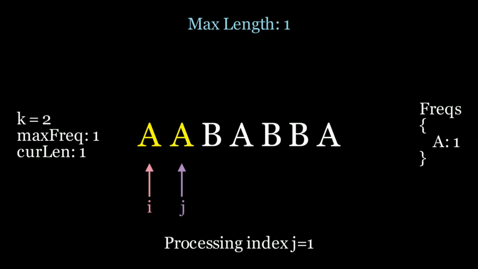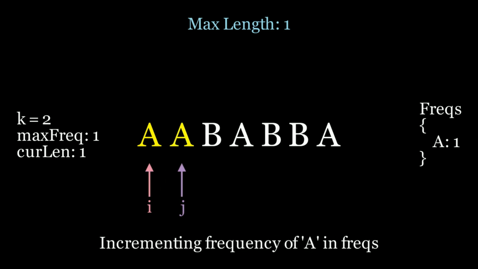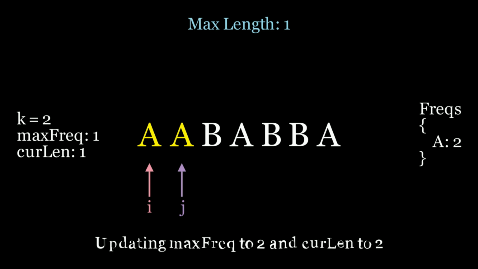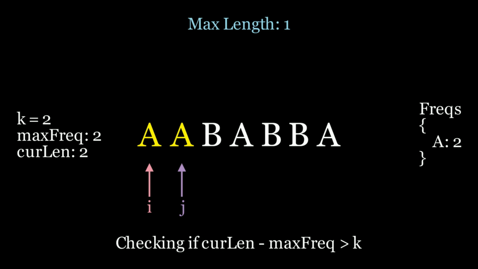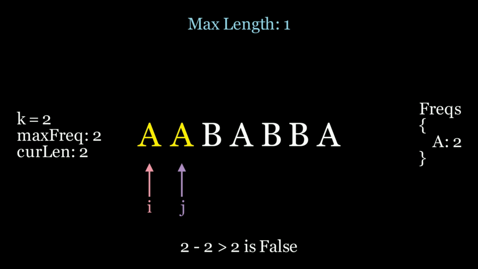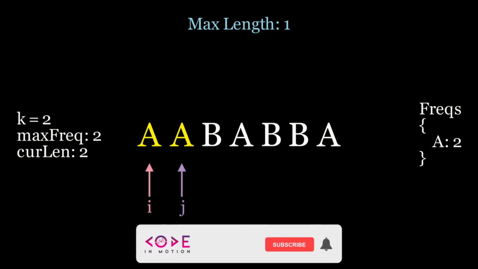Now we're going to move along to the second index, A. Now we increment A's frequency, so now it's 2. Now we update the max frequency and curLen to 2. And then we check if curLen minus max frequency is greater than k. In this case, it's not. My substring is a length of 2. My max frequency is 2. In this case, I have the same letter, AA.